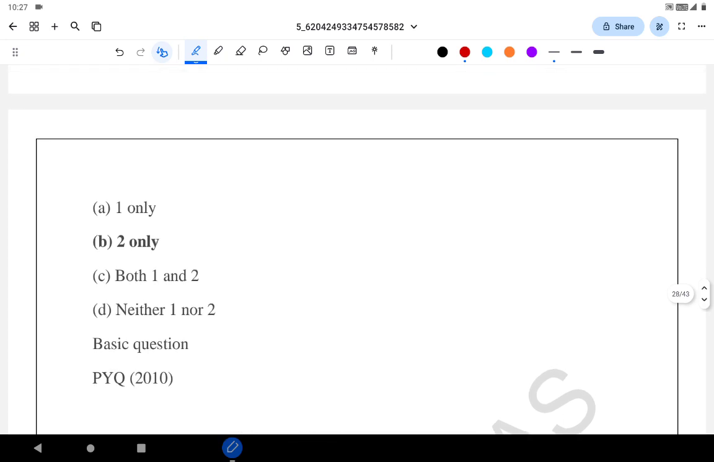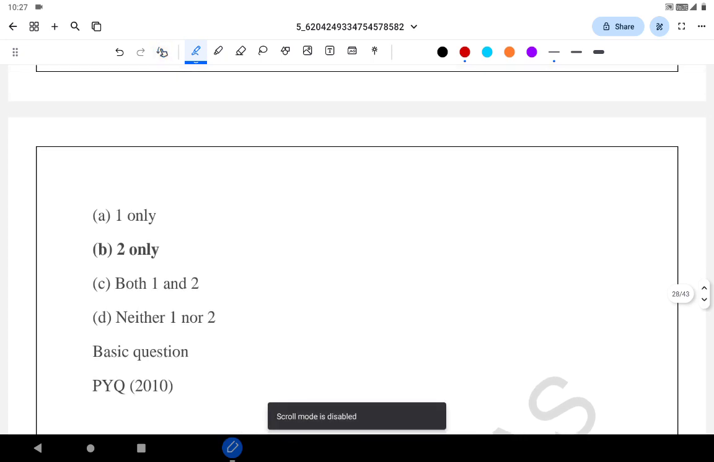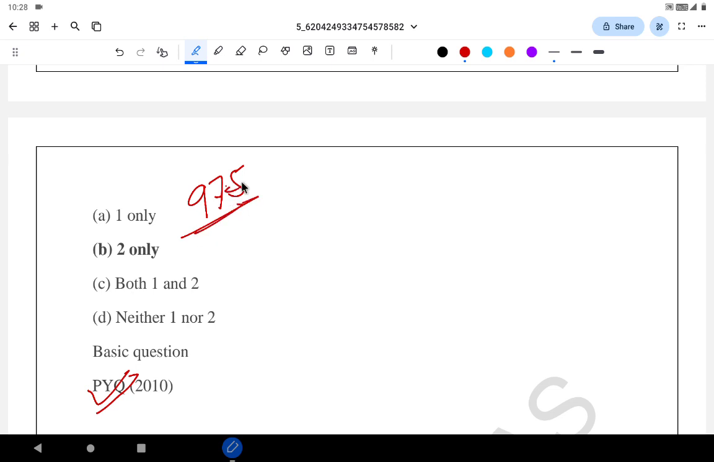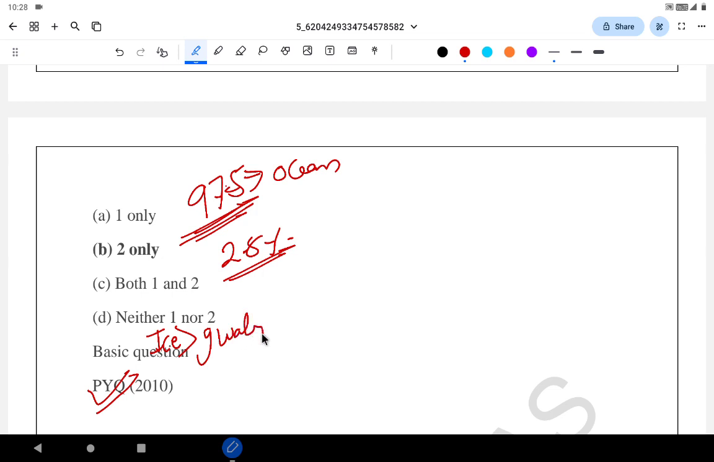Answer 2 only. A similar question was asked in 2010 as well. It's a very basic concept. I think around 97.5% of the waters are marine or salty and they are in the oceans. There is only 2.5% fresh water. Among the fresh water, most is in the ice caps. After that, it is in the groundwater. Then they are in the lakes.